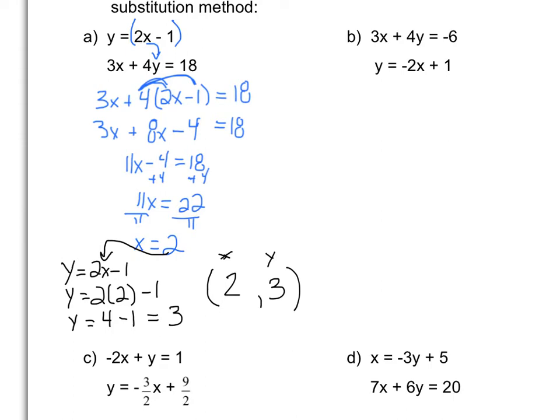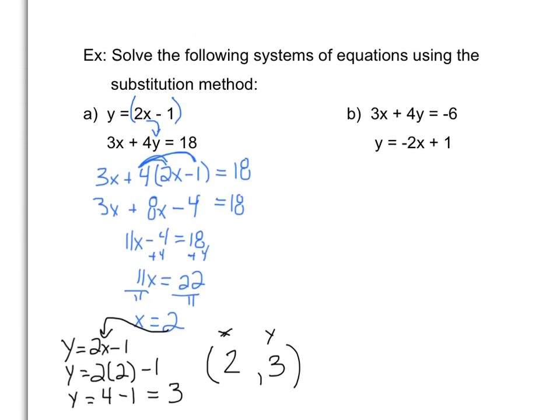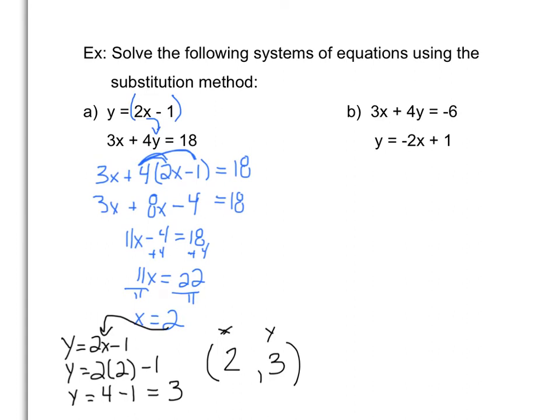Now I'd like you to try B, right here. I'd like you to try this example. Pause the video and try it, follow along on the steps that I gave you at the beginning and follow the steps that we did here. And I want you to try this one. Pause the video, give it a try, and then I'll show you the solution.